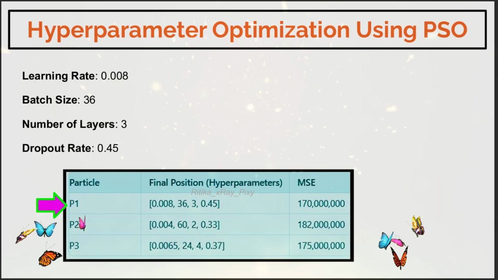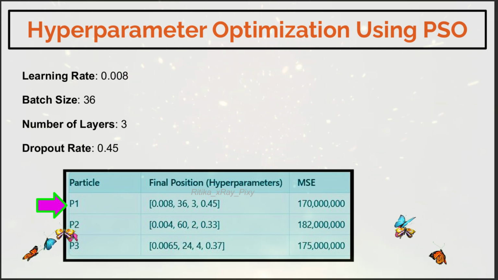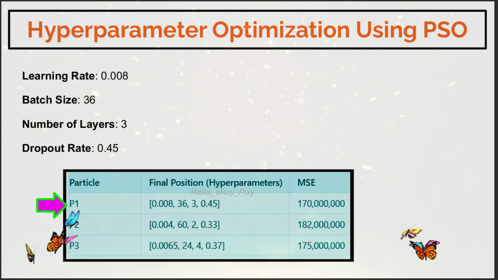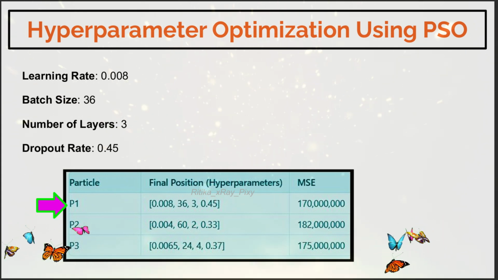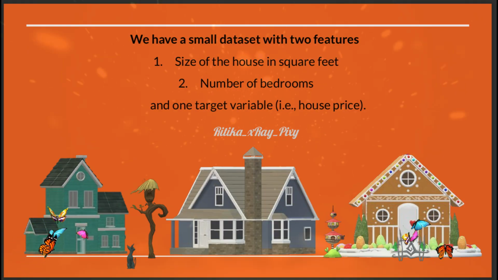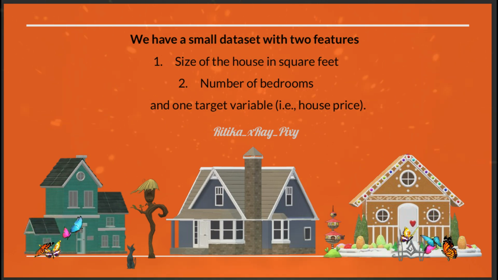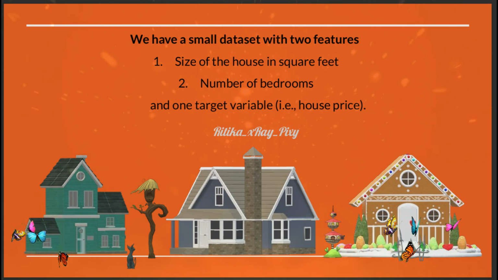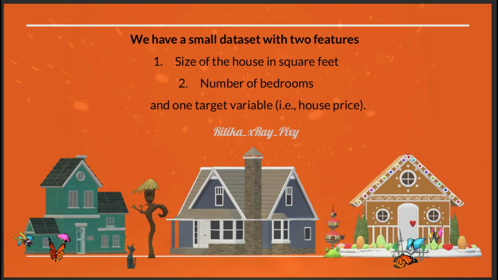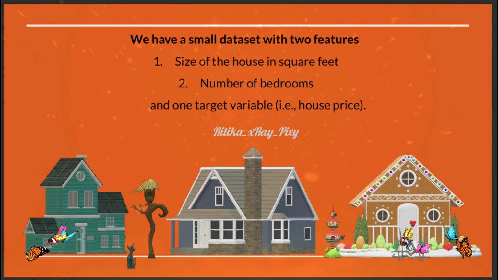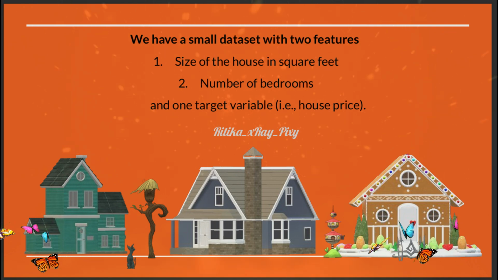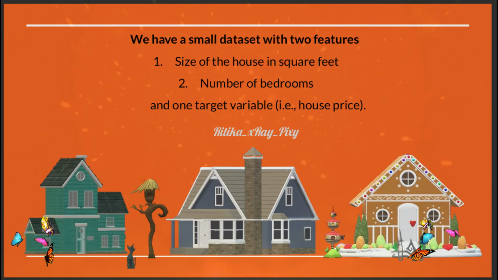Now we will use a numerical example to explain step by step how we can perform hyperparameter optimization using the PSO algorithm. As you can see in part 1, we use two different examples. In the first example, we have a small data set with two features: size of the house, that is in square feet, and second, the number of bedrooms. There is one target variable, that is the house price. So we want to predict the house price.